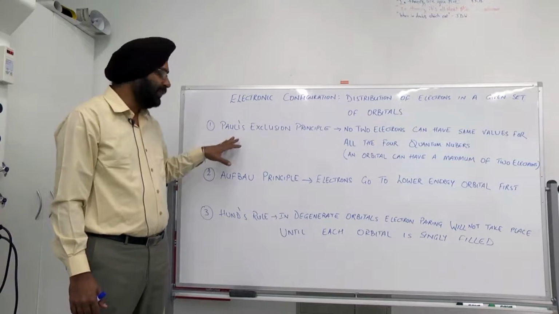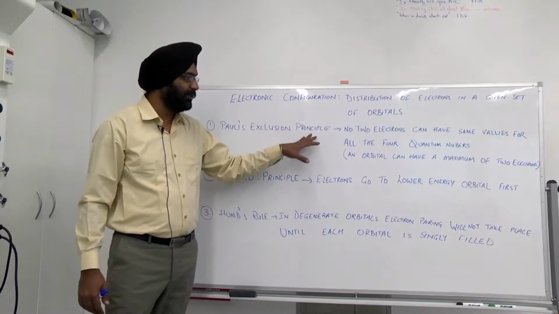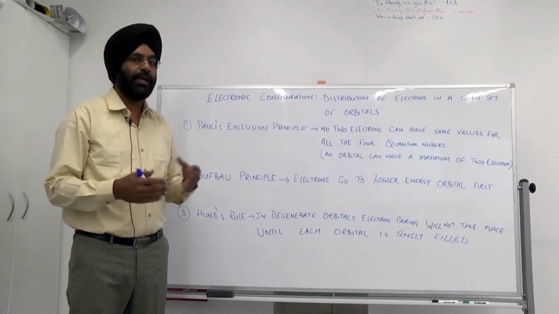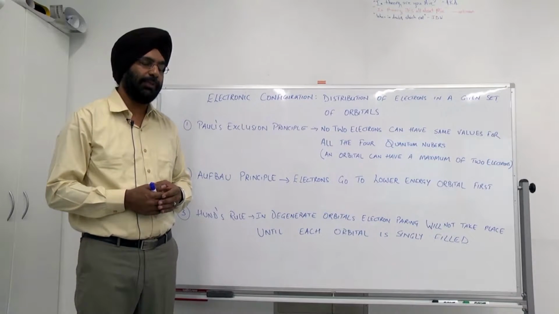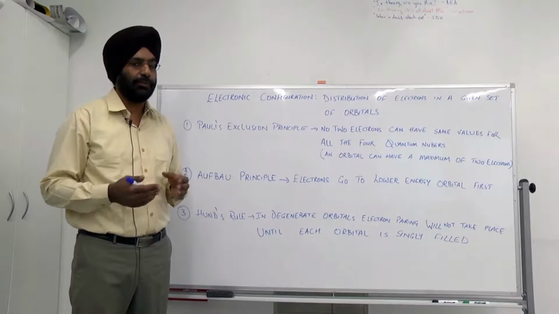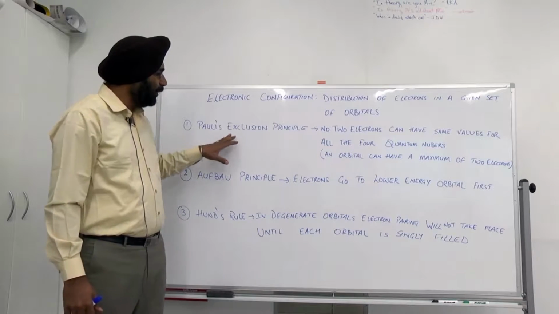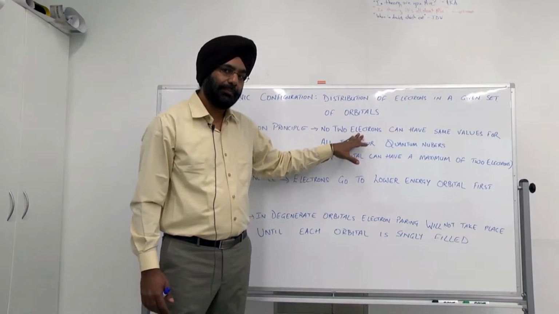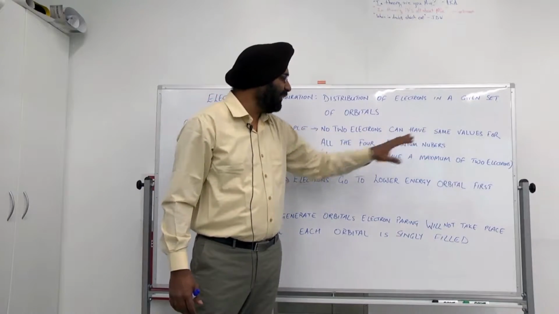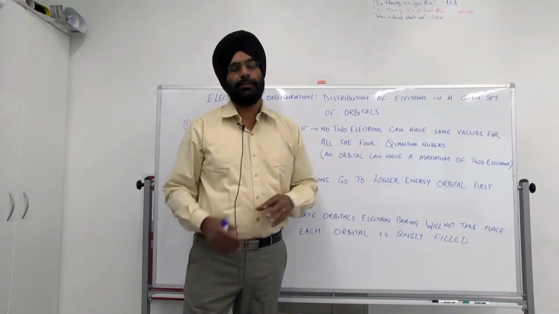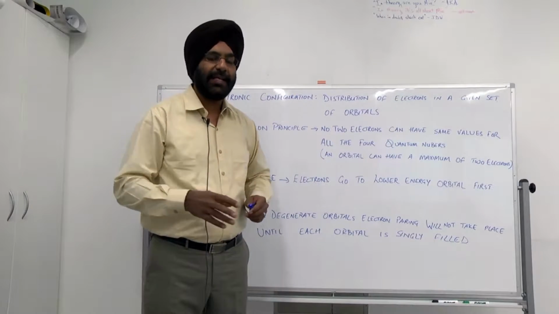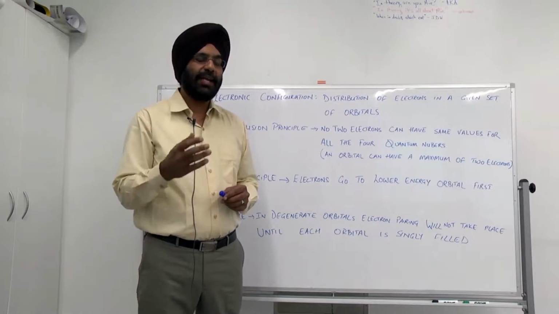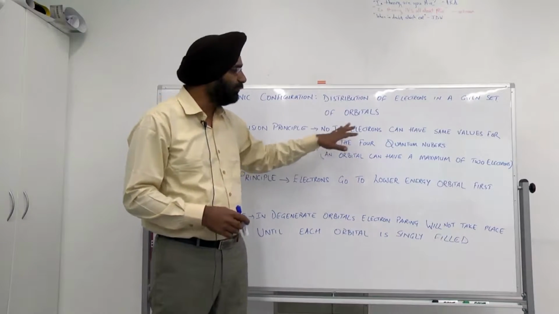So the first principle is called Pauli's exclusion principle. The word here is exclusion. In our previous lecture, we discussed the quantum numbers, and we discussed there are 4 quantum numbers. According to Pauli's exclusion principle, no two electrons in an atom can have the same values for all the 4 quantum numbers. Take any atom, and if you have 2 electrons in that atom, they cannot have the same values for all the 4 quantum numbers.